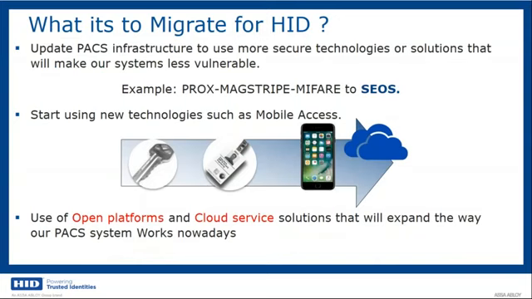The first thing that we call migration is when we update our PAC system or our PAC infrastructure to use a more secure technology or a more secure solution that will make our system less vulnerable. So one example is when we have a customer that has Proximity or MaxiProx solutions, or even MIFARE Classic, and we move them to a secure solution such as iCLASS.